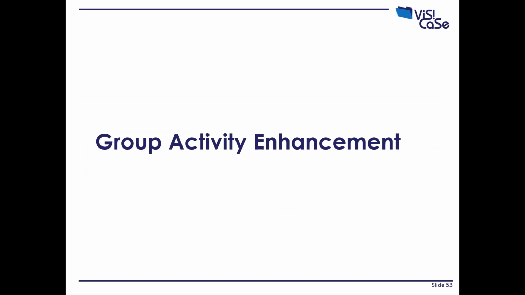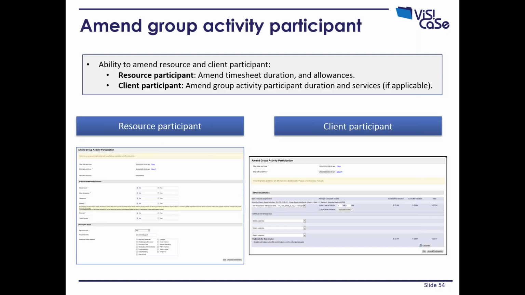So next we'll move on to group activity enhancements. The first major thing is for a group activity participation, we now have the option to amend both the start time and end time of specific participations for both the resource and clients. If we have a group activity participation from 10 to 4, we can now have specific resources, for example, start at 8 and finish at 5, and specific clients show up from 9 to 3. We've become more flexible with how group activities work.